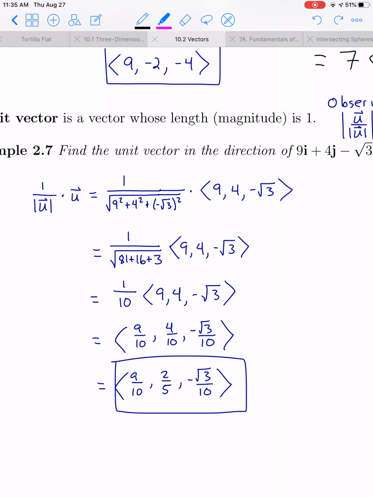So that is finding a unit vector in the direction of a given vector. You just divide the vector by its magnitude. You can probably leave it in this form most of the time, but WebAssign, just pay attention. They might want something like this.